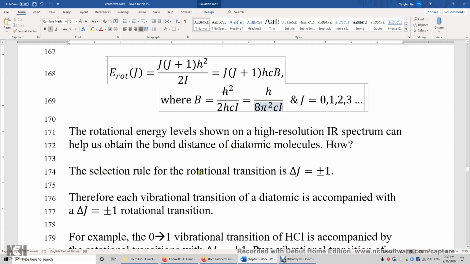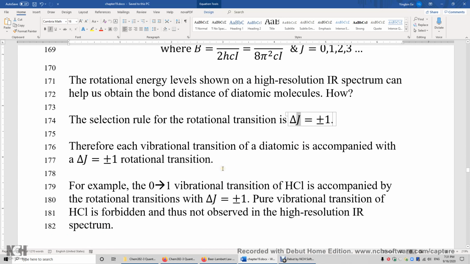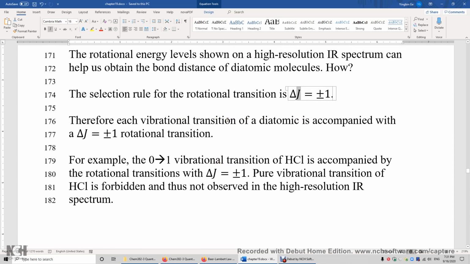The selection rule for the rotational transition is delta J equals plus or minus 1. This is similar to the selection rule for vibrational transition, where delta n equals plus or minus 1. For rotational transition, the selection rule is delta J equals plus or minus 1. The quantum number J must change by 1. Therefore, each vibrational transition of a diatomic molecule is always accompanied by a rotational transition, and in that rotational transition, J must change by 1.